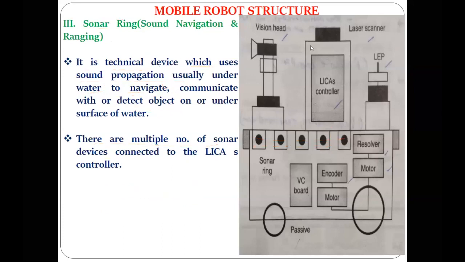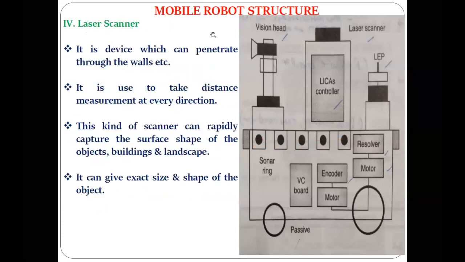Yes, sir. Then the fourth one, we have the laser scanner that you can see here. On the LICA controller, the laser scanner is attached. The laser scanner has the capability to penetrate through physical things also, so it can penetrate through walls also. Penetration means what? What do you mean by penetration? It can go out of some physical devices. Okay, so that is the meaning of penetrate.